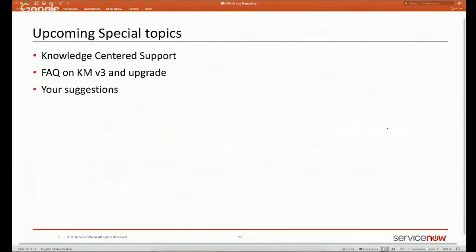What's coming up? We'll do a deep dive on knowledge-centered support, KCS. We'll also do another session on KM Knowledge V3 and upgrade. We did a session pretty early on, but as we are reviewing incidents and questions on the community, we are actually creating an FAQ, which we plan to publish, but we'll also do a webinar and talk about that. And then obviously we are always waiting for your suggestions. Please feel free to share your ideas on topics that we can cover, and we'll try and get to them.